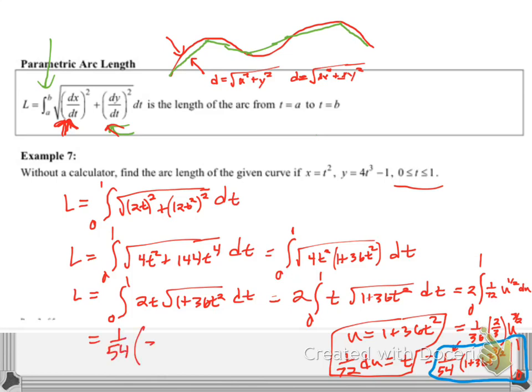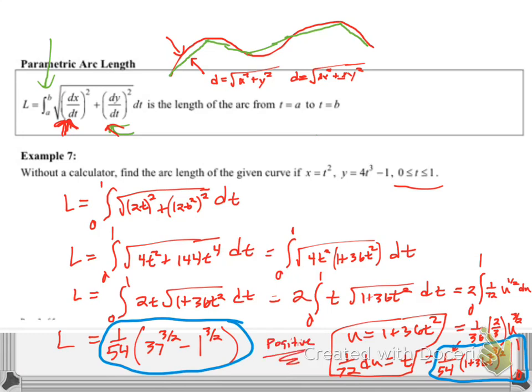So we'll put in 1, get 37 to the 3/2, put in 0, and we get 1 to the 3/2. And that's the story. That's the length of that particular segment when time goes from 0 to 1. The only thing about an arc length is that you remember it is a distance, so it's going to be positive. So you just want to be sure you account for that. It is a positive result that we have.